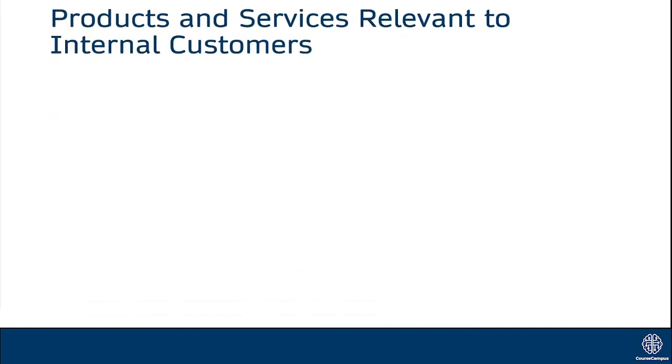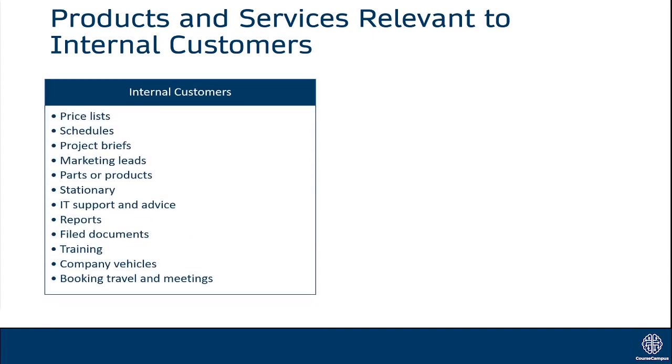Okay. So what are products and services relevant to internal customers? Internal customers would look for things such as price lists. They may look for things such as schedules, time frames, particularly if you're involved in working with projects or working with one-off jobs which are set to schedule and have got an end date.